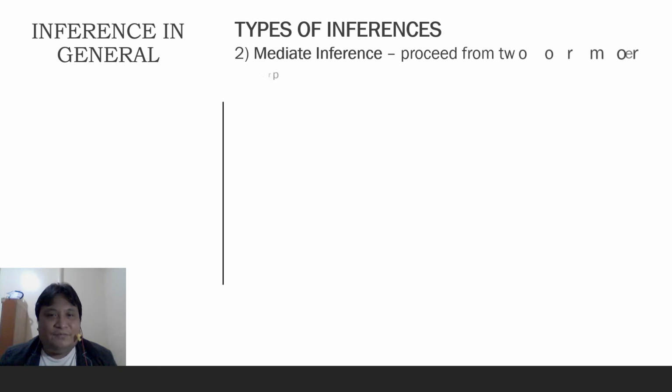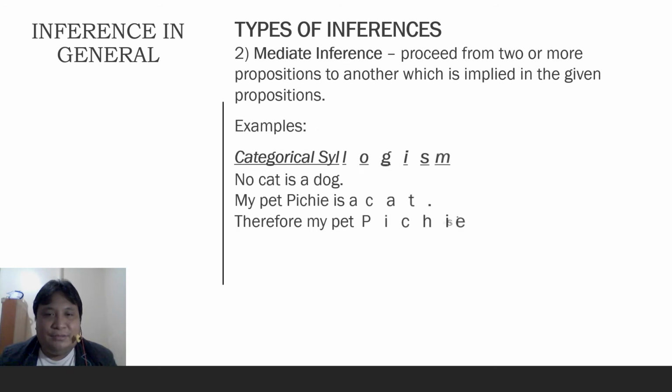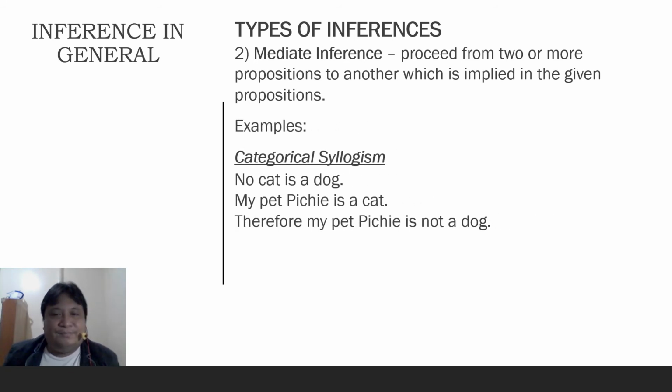So another type of inference is mediate inference, or sometimes known as indirect inference. Here, in a mediate inference, we proceed from two or more propositions to another which is implied in the given propositions. So just an example here, categorical syllogism. No cat is a dog. My pet Peachy is a cat. Therefore, my pet Peachy is not a dog.